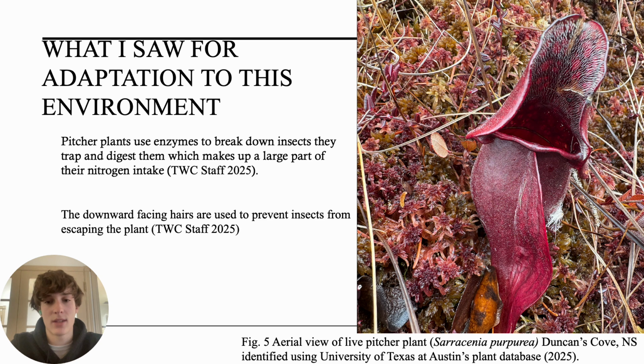And another adaptation that it has is you can see these white hairs that face downwards on the lip here. Those are actually used to keep the bug trapped. So the bug tries to crawl up, and then it can't get out because it's trapped by these hairs, and then is eventually secreted and digested for its nitrogen, which is very cool. And I'm glad I got to see one of these on my walk.